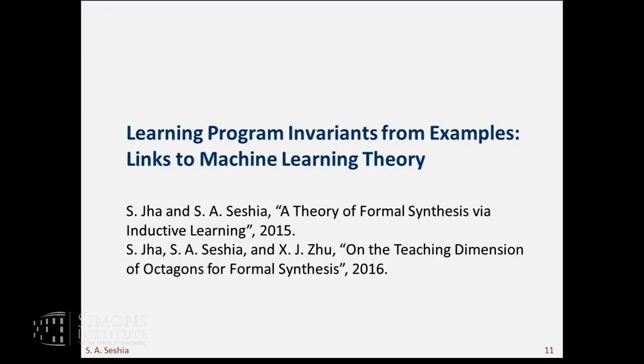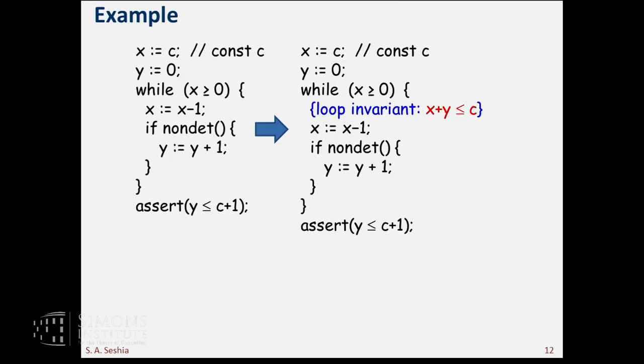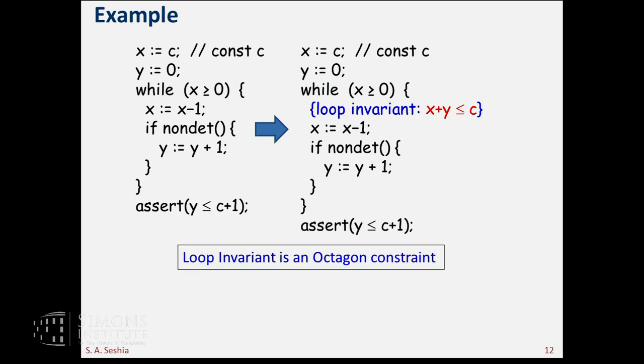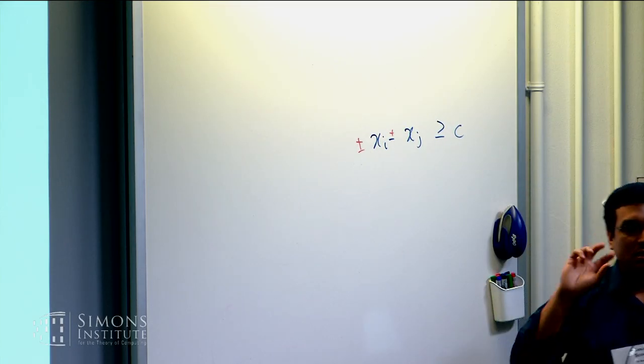it has some links to machine learning theory, and actually the genesis of this work is in a conversation Avrim and I had when I was at CMU 15 years ago. So this is about learning program invariants. If you look at the previous example, the problem was to find a loop invariant, and it turns out this is the loop invariant that works here: x plus y less than or equal to c. So you can see it's true initially, and every time you go around the loop, x gets decremented and y maybe gets incremented, right? Now, this constraint is what is called an octagon constraint. An octagon constraint is a generalization of difference-bound constraints where the coefficients can be plus or minus 1. So they're 45-degree hyperplanes that mention two variables.